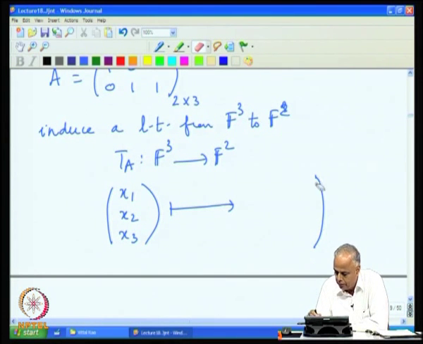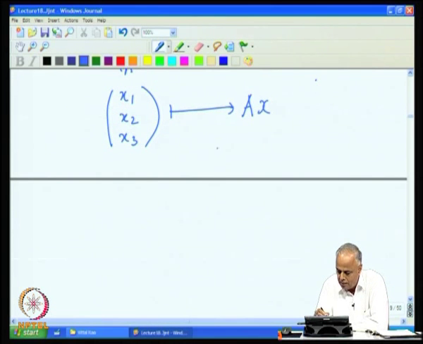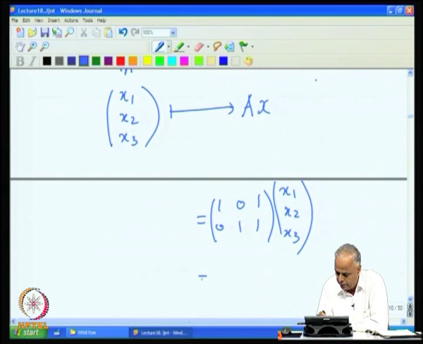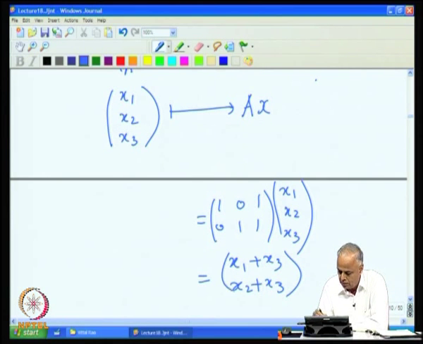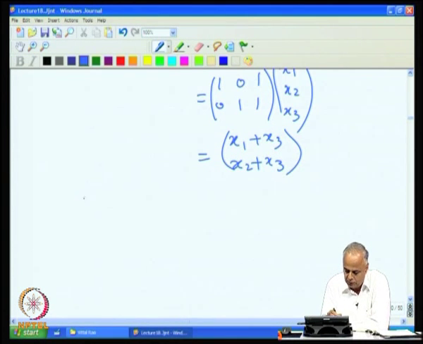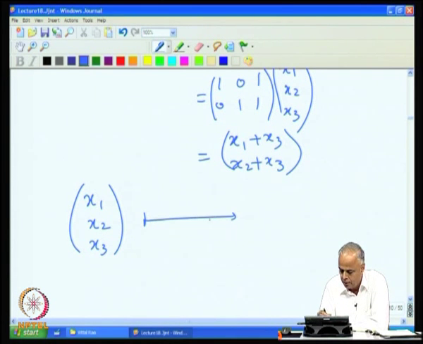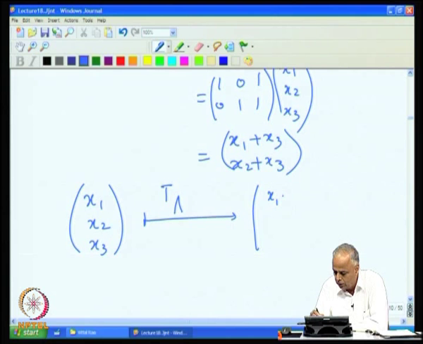I have to take the matrix A and multiply it by the vector x, which is the same as A is [1 0 1; 0 1 1] and the vector is (x1, x2, x3), and therefore, we get (x1 plus x3, x2 plus x3). So, this matrix induces this transformation, which takes the vector (x1, x2, x3), this is the transformation TA, which takes it to (x1 plus x3, x2 plus x3).